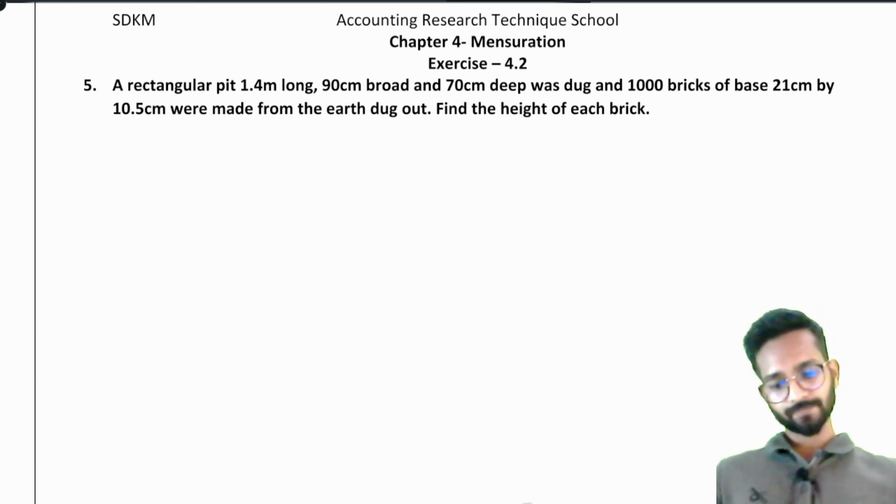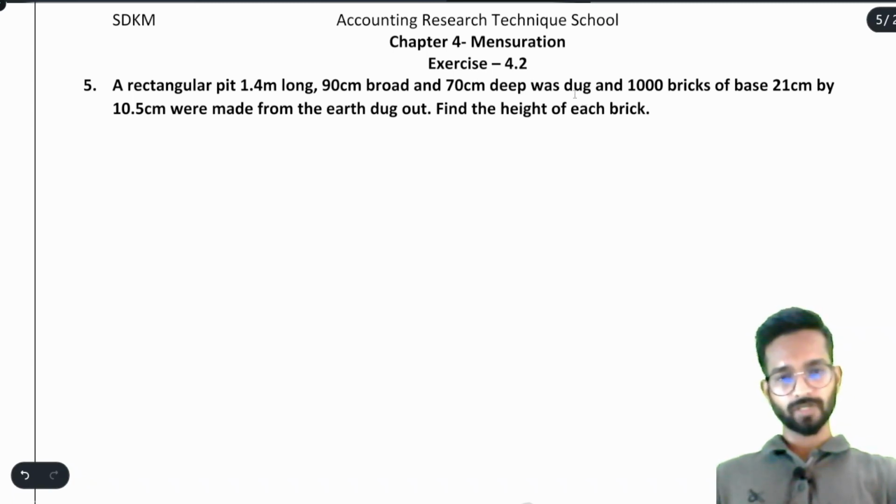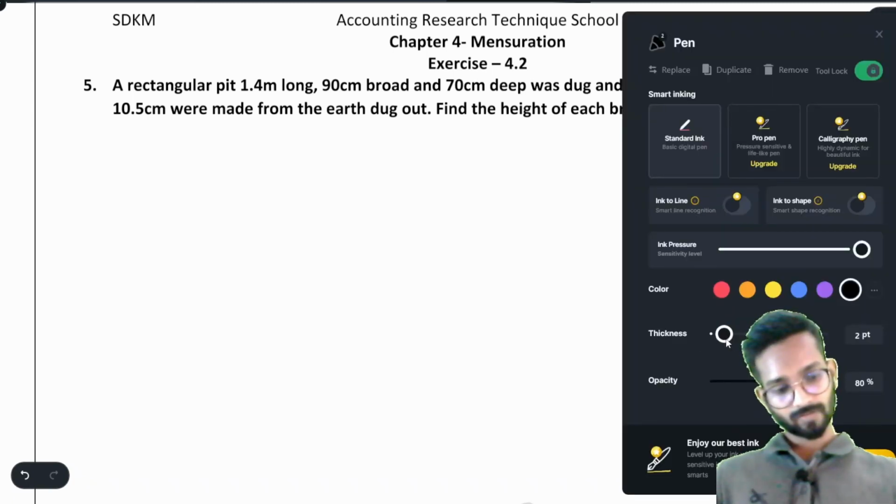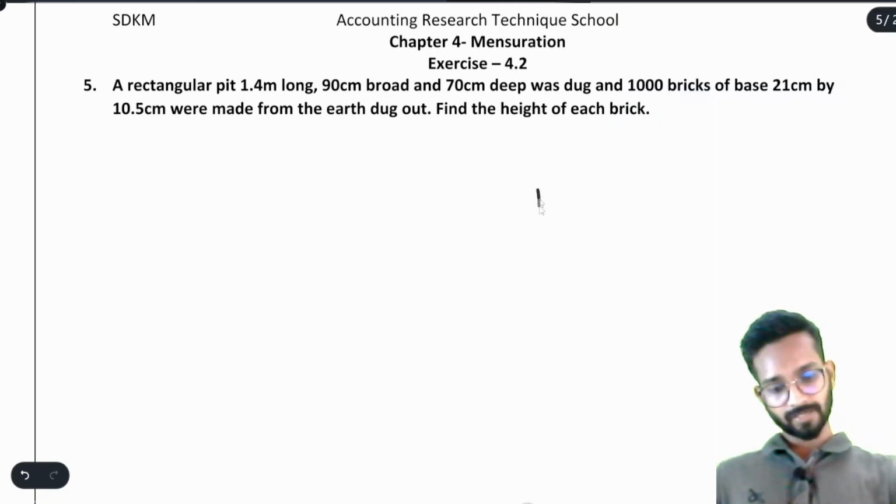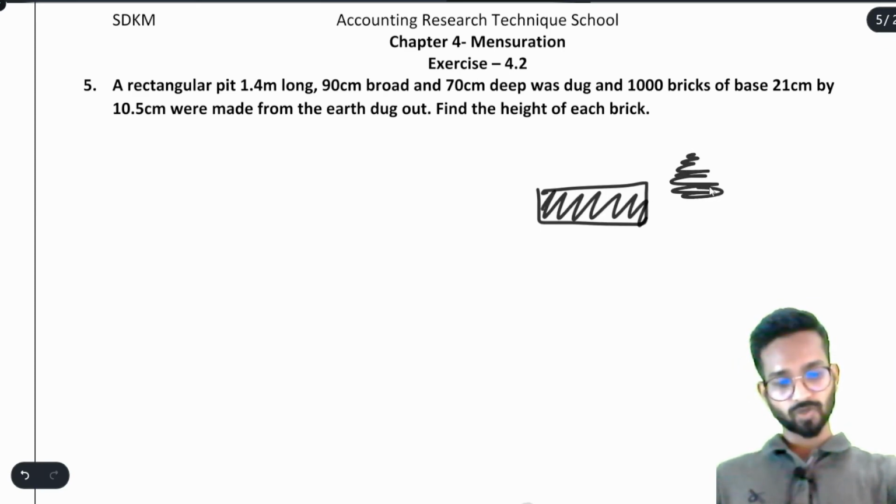Now understand this. A rectangular pit 1.4 meter long, 90 centimeter broad and 70 centimeter deep was dug. Again they are digging a hole, and 1000 bricks of base 21 centimeter by 10.5 centimeter were made from the earth dug out. Now see, whatever soil they have dug out from the earth, now they are making bricks out of that. There is that rectangular pit. Now they are digging this out, so there will be so much soil. From this soil they are making these bricks.